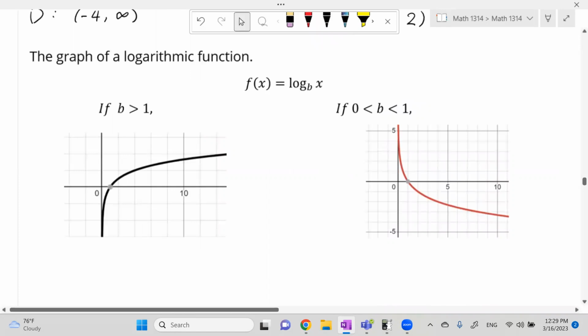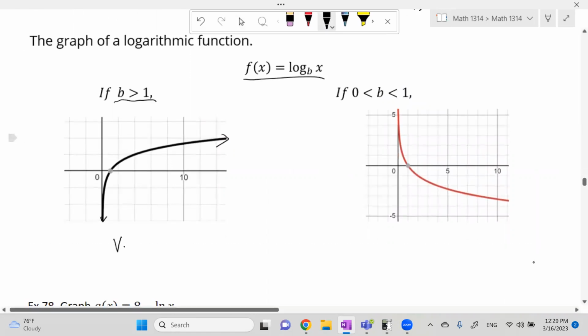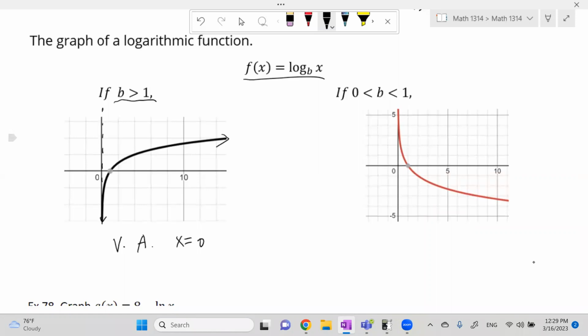Graph of a logarithm function. We know that the function looks like f of x equals log base b of x. If b is greater than 1, we have an increasing function, and the vertical asymptote is x equals 0. So this is that vertical asymptote. If b is between 0 and 1, we have a decreasing function, and the vertical asymptote is still x equals 0. Based on the logarithm function, we can do transformations.